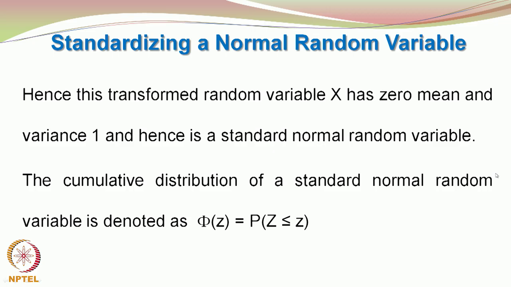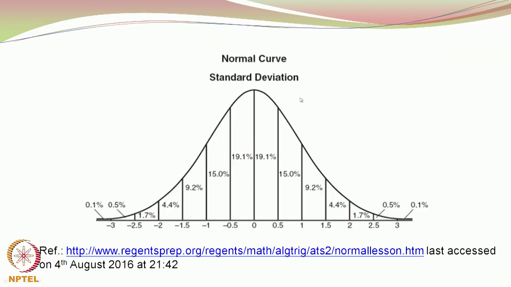The cumulative distribution of a standard normal random variable is defined as phi of z is equal to probability of capital Z less than or equal to z. Remember that capital Z represents the random variable z and z is any numerical value. So, when you look at the standard normal curve, you can see that it is centered at mean 0. This minus 0.5 lies 0.5 times the standard deviation value from the mean, and obviously the standard deviation value for the standard normal will be equal to 1.